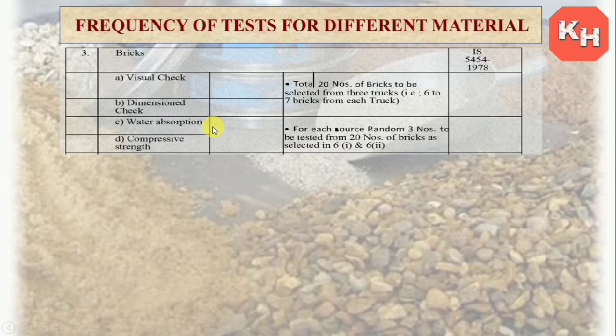Water absorption is done for each source, for random 3 bricks to be tested from the 20 bricks selected. Compressive strength, same, for each source, random 3 bricks to be tested from the 20 bricks selected. This is done as per IS 5454 1978.